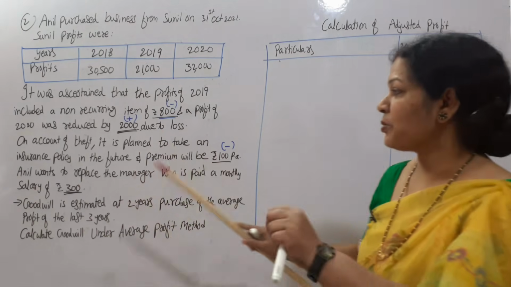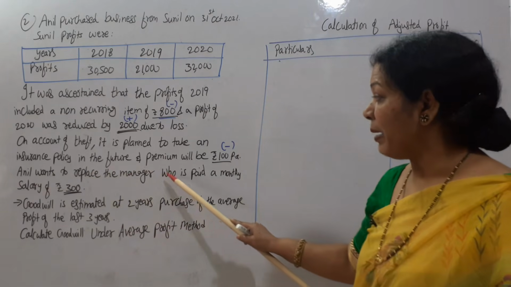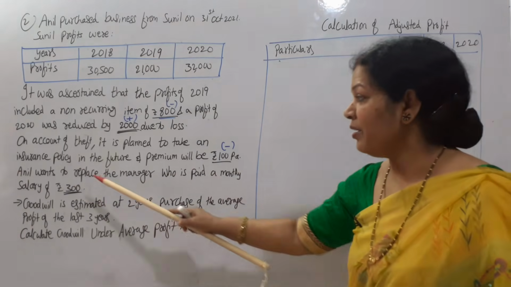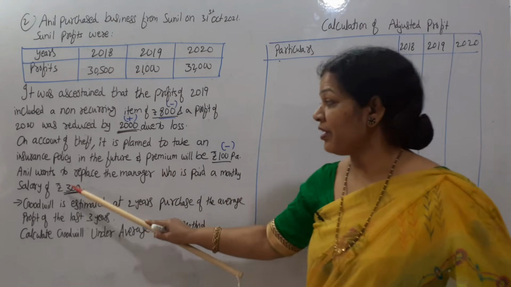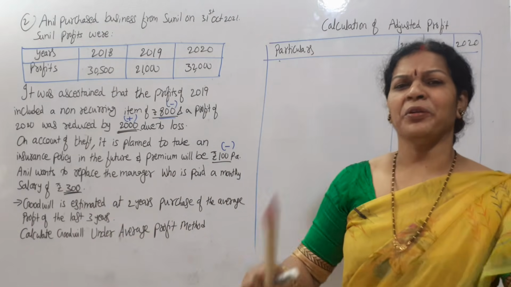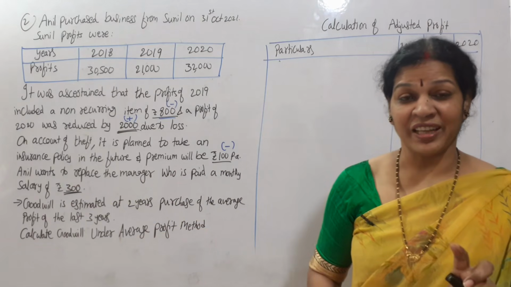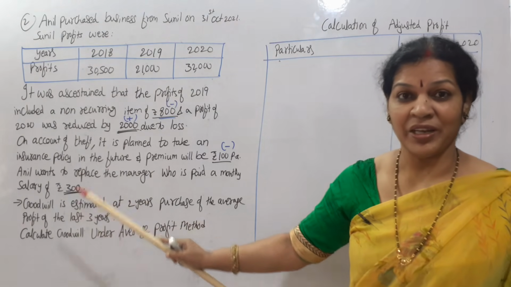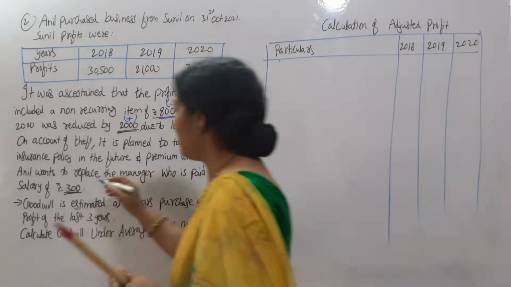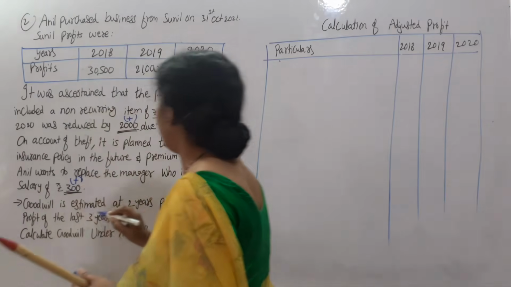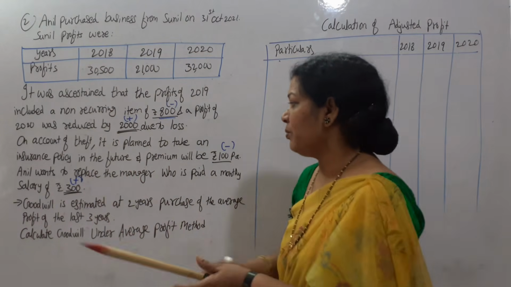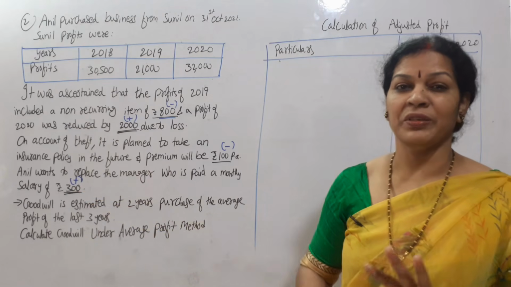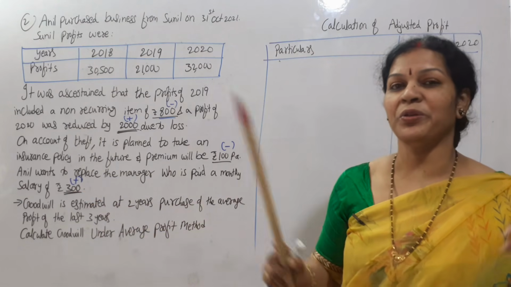Am I clear? Next one, Anil wants to replace the manager who is paid a monthly salary of 300. They wanted to replace the manager, which means this salary is going to be saved. When it is saved, we will add it to the profit. So Anil is removing the manager, so 300 is saved and we are going to add it to the profit.